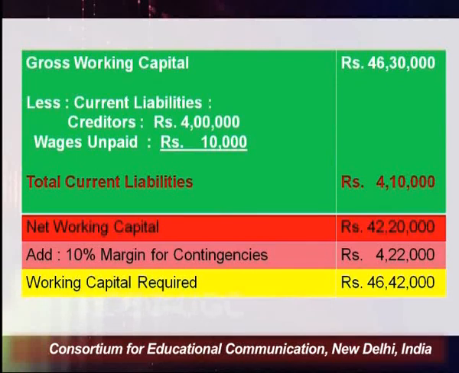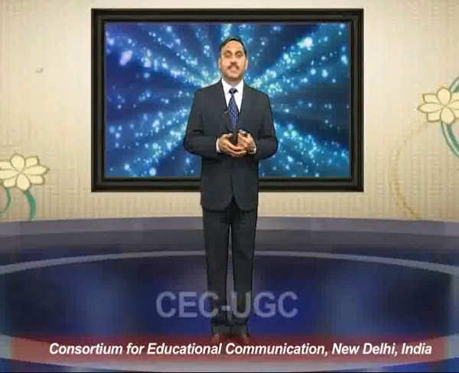So this is my net working capital, and as the question suggested, we have to add 10% margin for contingencies. The question comes, this 10% has to be calculated on which amount? Unless otherwise mentioned, we do this calculation on net working capital, and here it is 42 lakh 20,000 rupees. When we calculate 10% of it, it becomes rupees 4 lakh 22,000. Now this 10% margin for contingencies needs to be added to our net working capital, because it is over and above what our net working capital is, and once we show what working capital is required, that becomes rupees 46 lakh 42,000.